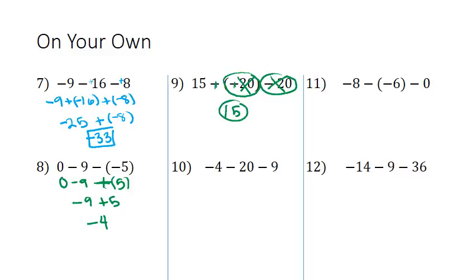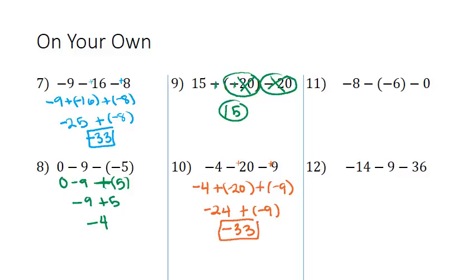Then for problem number 10, we have negative 4 minus 20 minus 9. So again, we can look at this as subtracting a positive. So we can say subtracting a positive, same as adding a negative. So negative 4 plus negative 20 plus negative 9. And now since it's all addition and all addition with the same signs, we can now say negative 4 plus negative 20 is going to be negative 24. And then plus that negative 9. So negative 24 plus negative 9 is going to get us to negative 33.